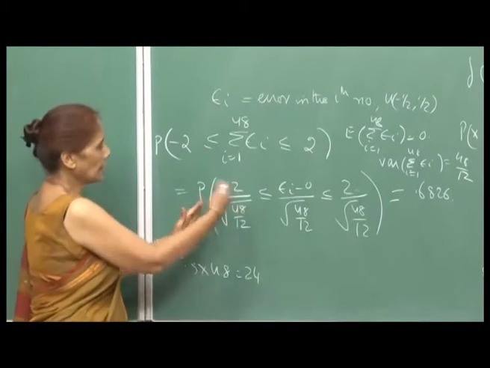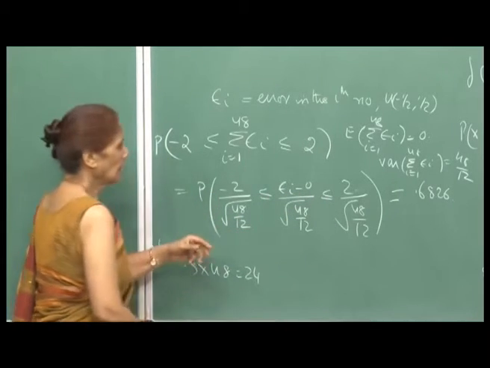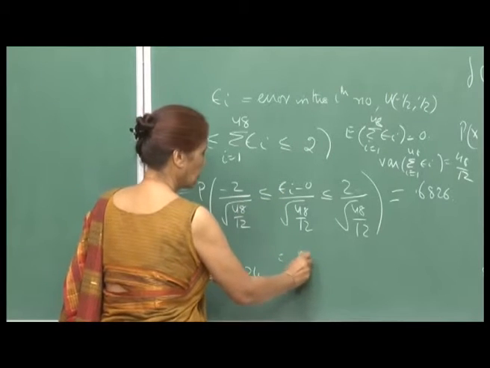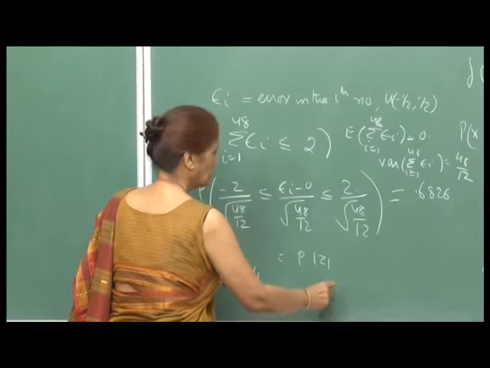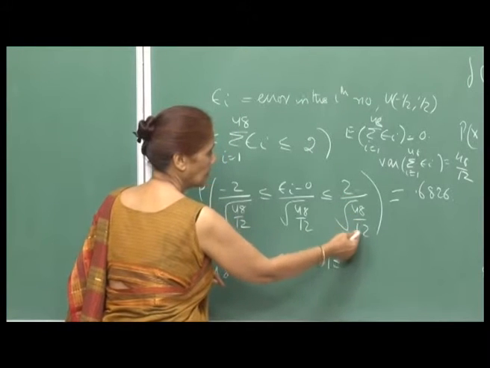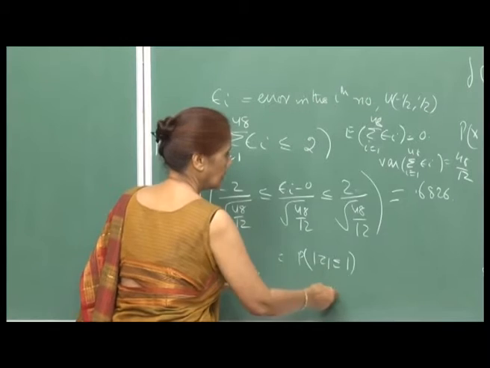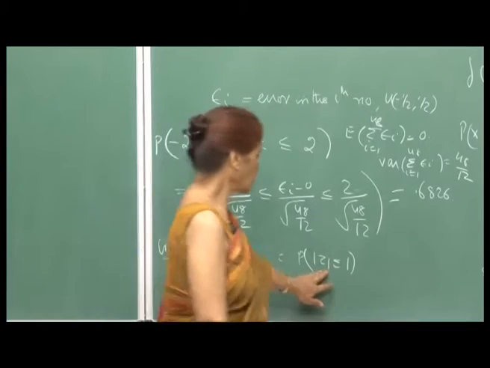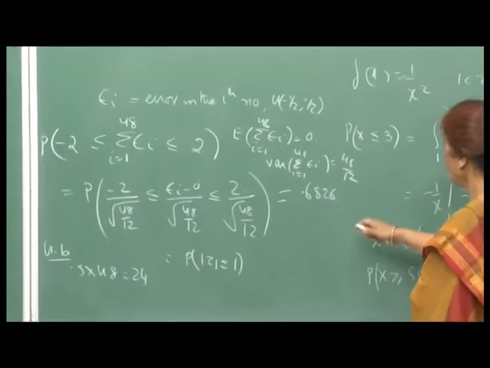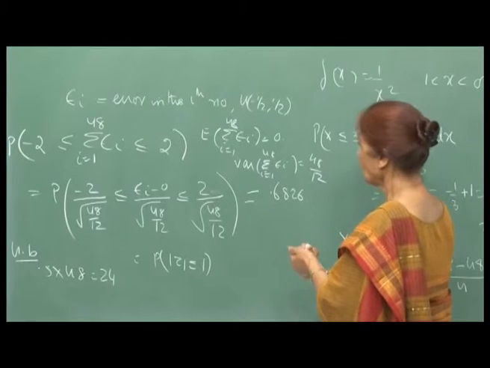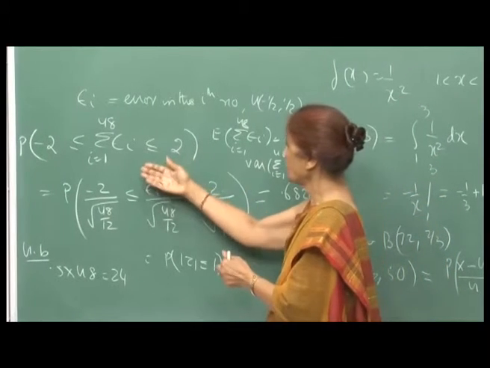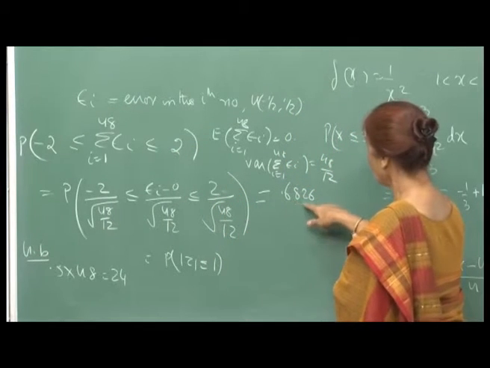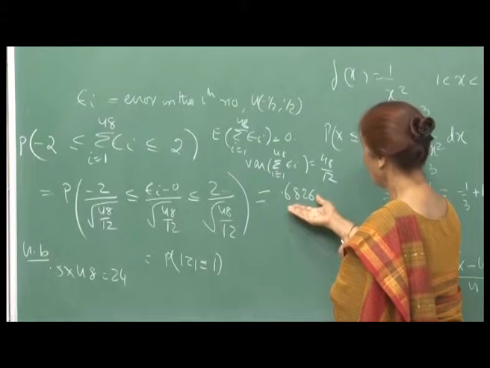So, I standardize, and this is what we get, and then by the normal distribution, the probability is equal to the probability that mod z is less than or equal to 1, and that comes out to be 0.6826 from the normal tables. So, that means the total error of rounding up and rounding down can be kept within 2 with probability 0.6826. That is a high probability, right.